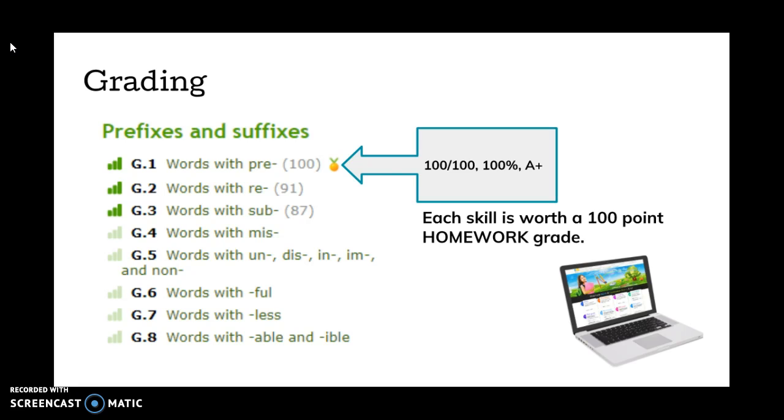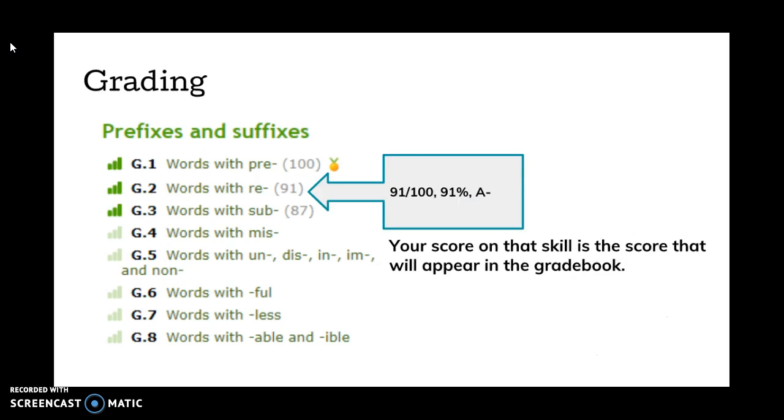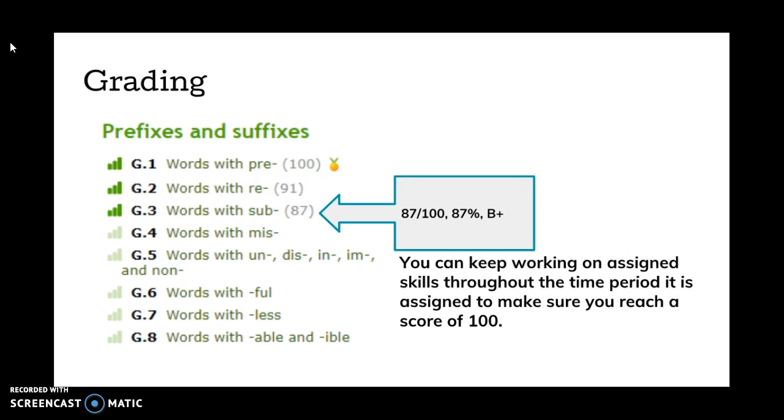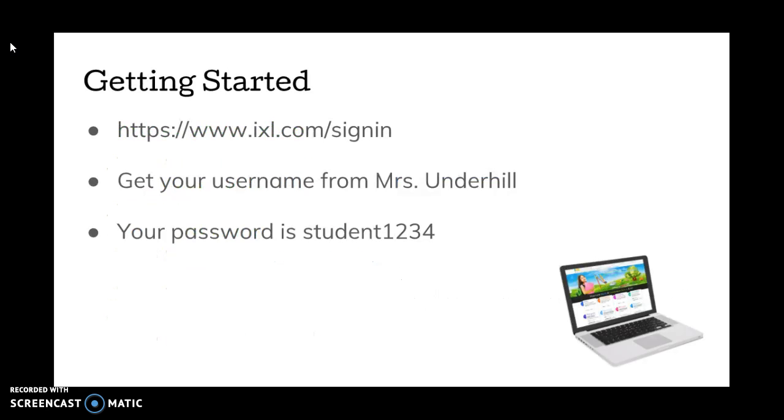Before I show you how to log in, let's talk about how I'm going to grade your assignments. When I assign a skill, your score on that skill is going to be the score in the gradebook. This means that each skill is worth a 100-point homework grade. Your score on that skill is the score that will appear in the gradebook. You can keep working on assigned skills throughout the time period it is assigned to make sure that you reach a score of 100.